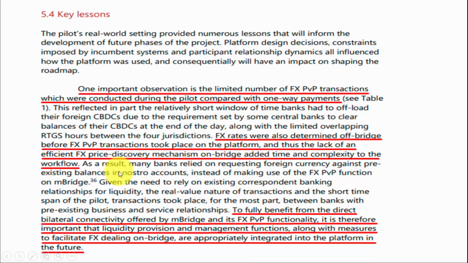So now they're saying what they've learned is that in order to improve the chances of central banks using the FX payment versus payment transaction type, where they can swap CBDCs directly, and to make this functionality more attractive to banks, liquidity provision and management functions have to be embedded in the mBridge platform itself, along with measures to facilitate FX dealing and price discovery on bridge. All of this has to be integrated into the platform in the future. And this is what they've discovered from the pilot.